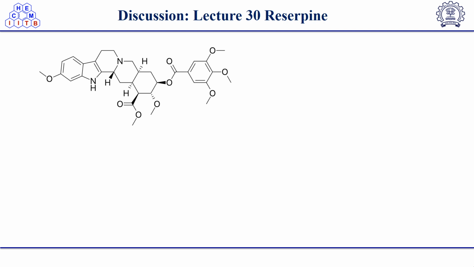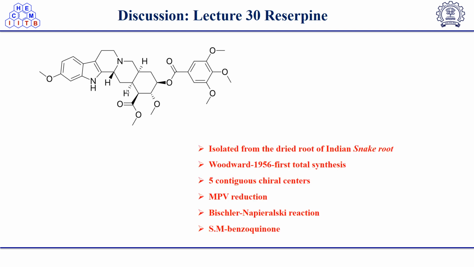So reserpine, as we can see here, is a pentacyclic compound, that is 1, 2, 3, 4, 5, and it is isolated from the dried root of Indian snake root, which is used in the treatment of snake bites. And the first total synthesis of reserpine was reported by Woodward in 1956. And this is one of the most complex natural products of its size.